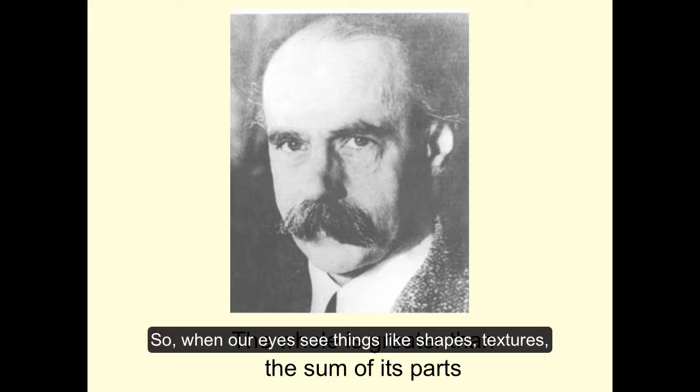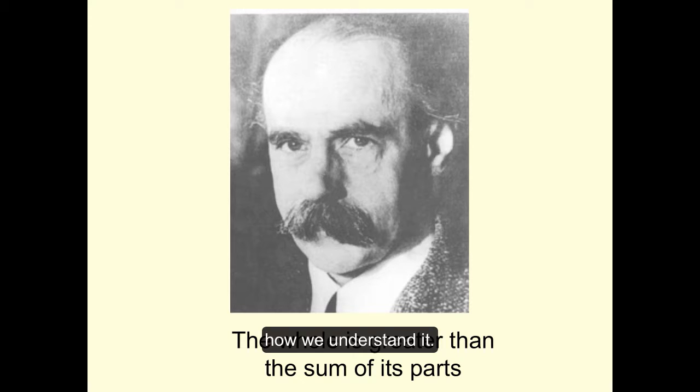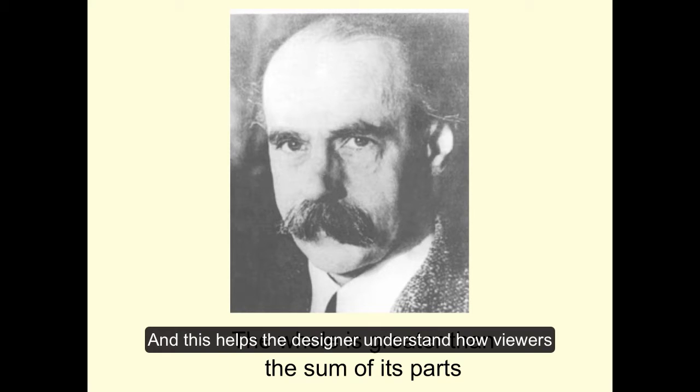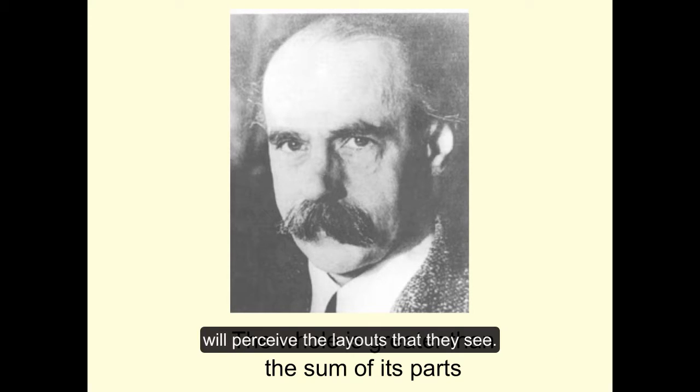And so when our eyes see things like shapes, textures, colors, and values, our brain interprets those objects and symbols, and that's how we understand it. So those shapes, textures, colors, values are interpreted into objects and symbols that we then understand. And this helps the designer understand how viewers will perceive the layouts that they see.